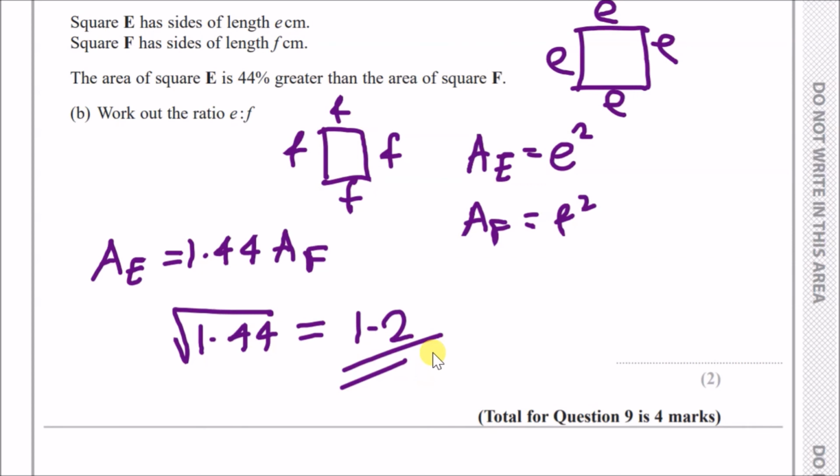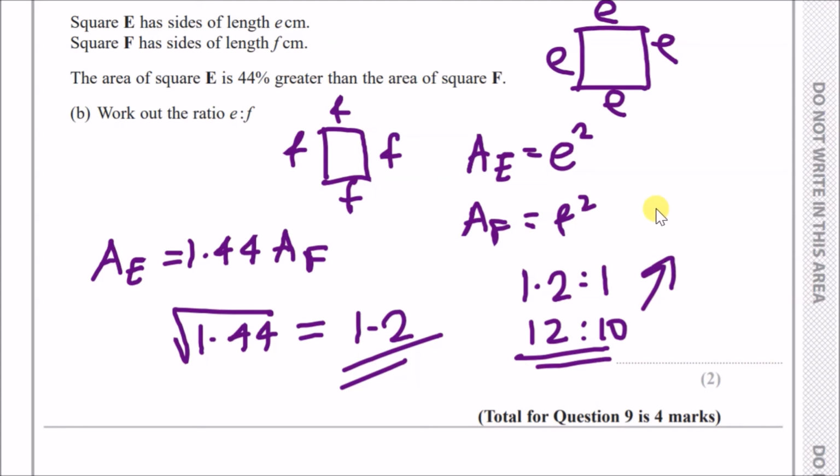The ratio of E to F is going to be 1.2 to 1. So in other words, 12 to 10 if you multiply it by 10. And if you simplify it, actually, why not? You get 6 to 5. So I think any of these answers are good.